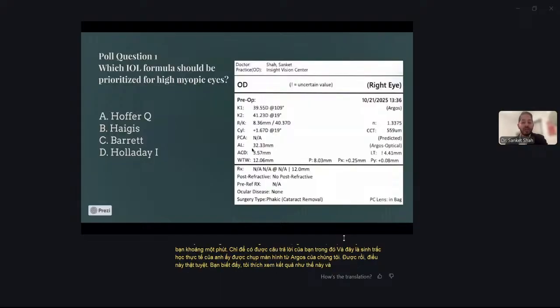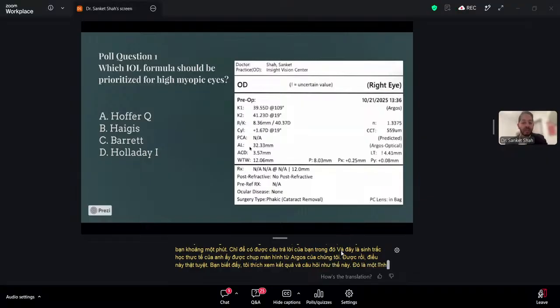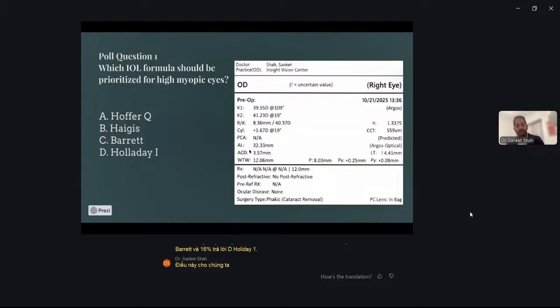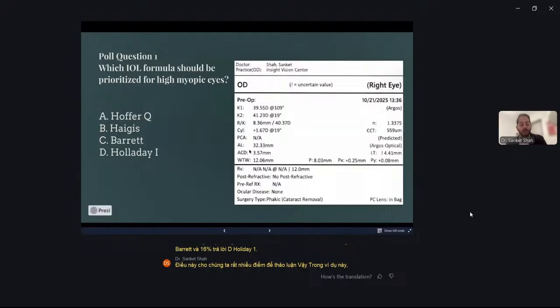It's a very broad split. So we have 24% answering A, Hoffer Q, 20% answering B, Haigis, 39% answering C, Barrett, and 16% answering D, Holladay 1. This gives us a lot of points to discuss. So in this example, we have a patient with very high myopia.